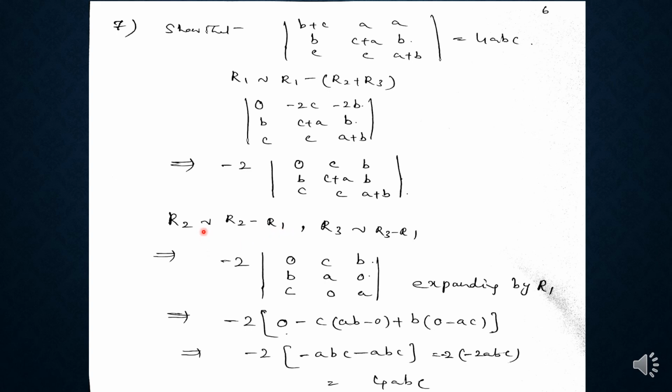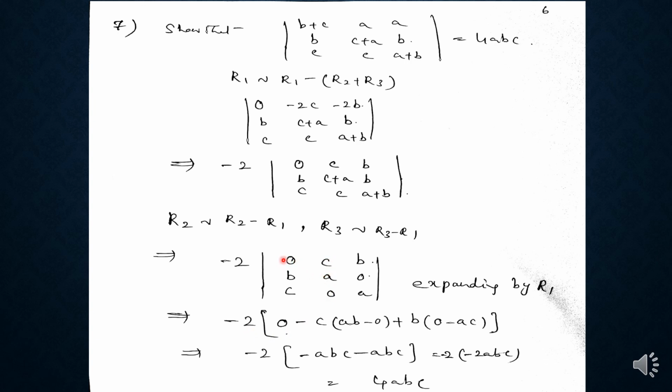Now by changing R2 as R2 minus R1 and R3 as R3 minus R1, here we are not changing R1, we are changing R2 and R3. So by applying R2 minus R1, b minus 0, b, c plus a minus c, that is a, b minus b, 0. Here also R3 minus R1, c minus 0, c, c minus c, 0, a plus b minus b, that equals a.